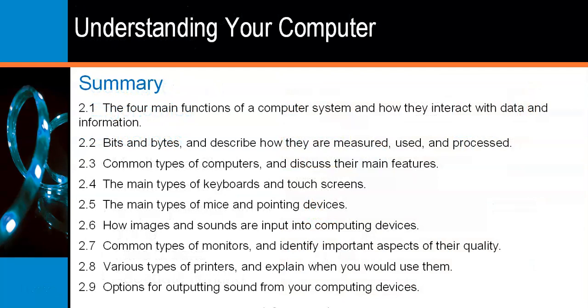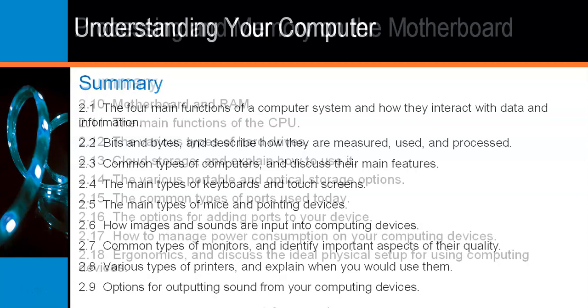Okay, we talked a little bit about understanding your computer. Talked a little bit about the 4 major functions of a computer system. We talked a little bit, and we'll revisit this throughout the semester, about what bits and bytes are, and how they are measured and used and processed. We talked a little bit about the common types of computers and their main features, then the main types of keyboards and touchscreens, the main types of mice and pointing devices, how images and sounds are input into computing devices, the common types of monitors, the various types of printers with an emphasis on inkjet and laser, and the options for outputting sound from your computing devices.